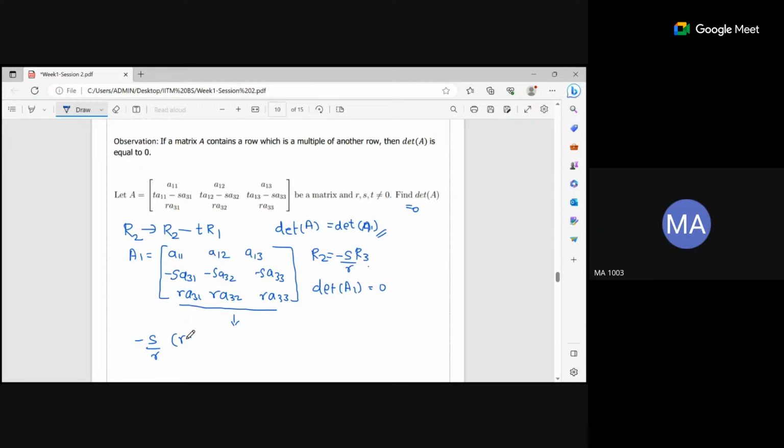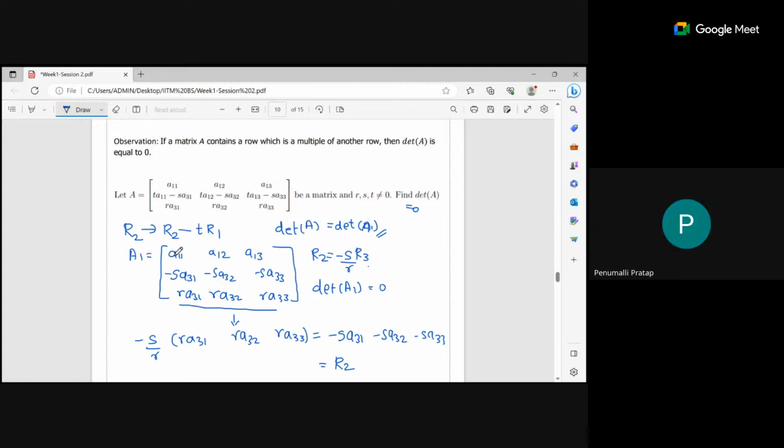What is that you are getting? r and r will get cancelled, and so you will just get minus s times A31, minus s times A32, and minus s times A33. Is that correct? Correct, ma'am. And that is nothing but your R2. R2 is also the same thing.